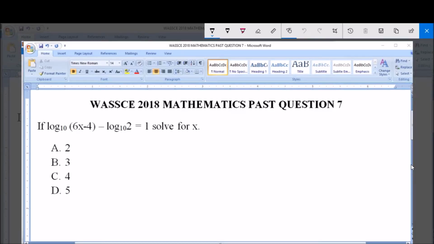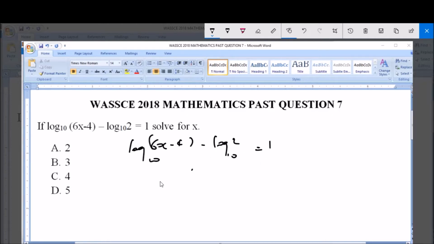I will be answering WASSCE 2018 Mathematics Past Question 7. If log (6x minus 4) base 10 minus log 2 base 10 is equal to 1, solve for x. A: 2, B: 3, C: 4 and D: 5. Now we're given log (6x minus 4) base 10 minus log 2 base 10 is equal to 1.